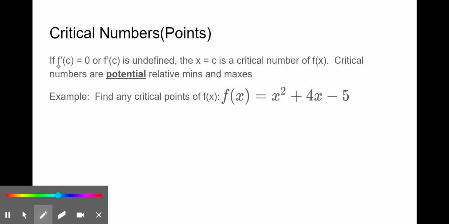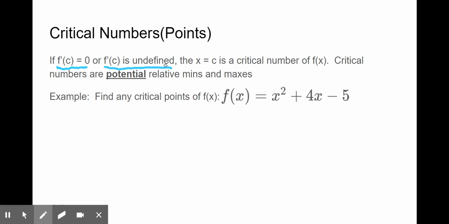If f prime of c is equal to 0 or f prime of c is undefined, then x equals c is called a critical number of f of x. Critical numbers are, again, potential relative mins and relative maxes. I'm sorry, they're not guaranteed to be a relative min or relative max. They're just potential relative mins and relative maxes. We have to determine how we would figure out which one they were, if they were either one, and we will do that as we go along in chapter 3.